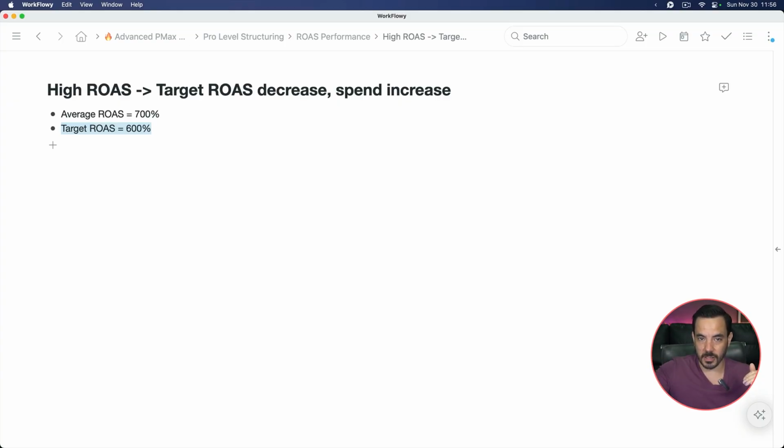Google will bid higher on the CPC. The ROAS will be a bit lower, 600 versus 700 or whatever it is for you, but it's still really profitable, right? Like maybe this advertiser breaks even at 200%. So it's totally fine to sacrifice a bit of ROAS here, come down to 600 instead of 700 in order to spend more on these products.